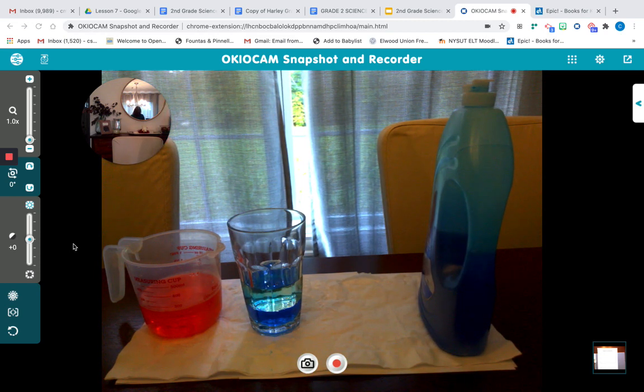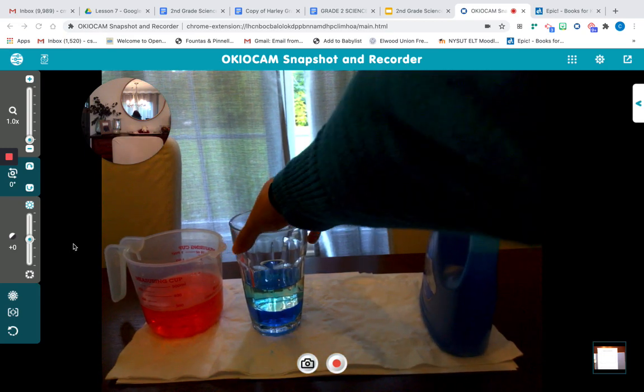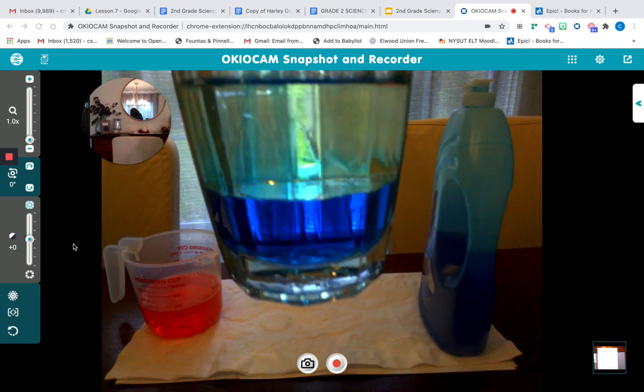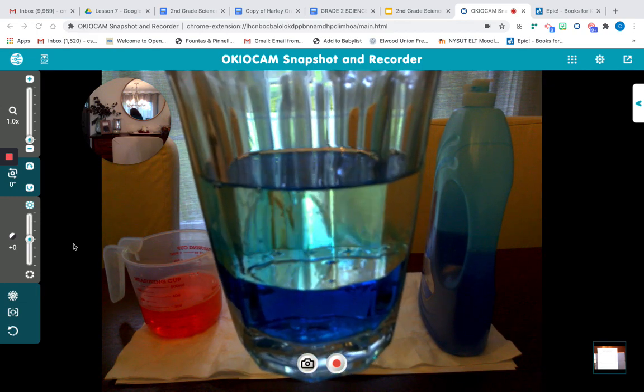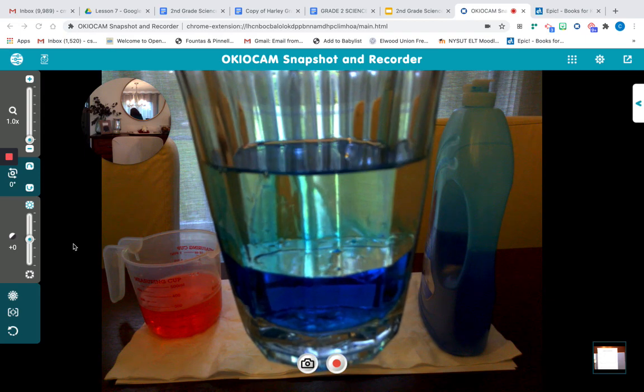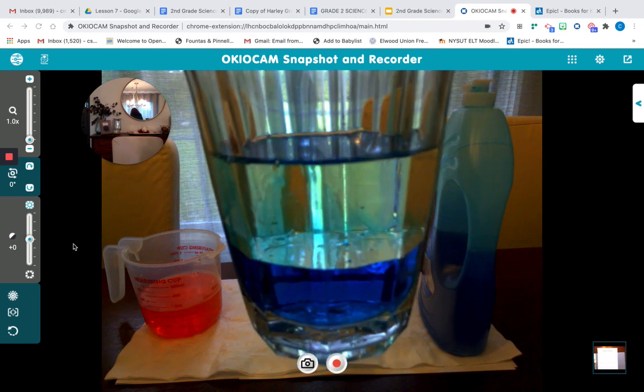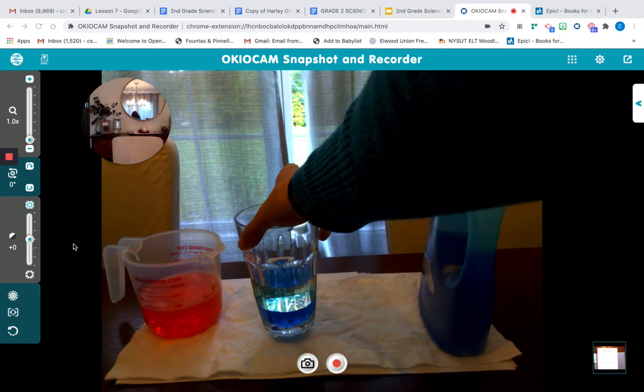Oh. Look at that. We could see a clear line between the oil and the dish soap. Do you see that? So, which liquid is denser? The dish soap or the oil? That's right, the dish soap is denser.